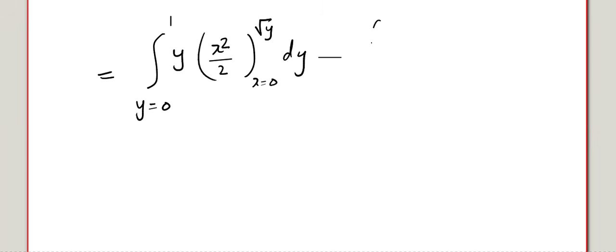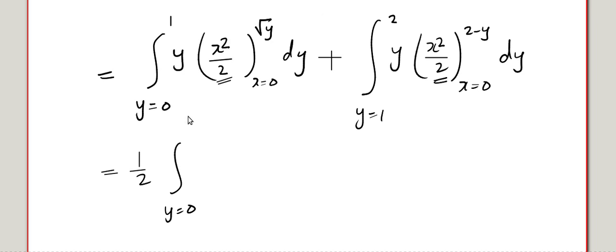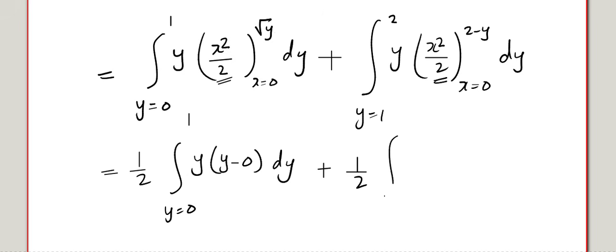Now take a look at the second integral. So I put a plus sign and y varies from 1 to 2, x square by 2 and x varies from 0 to 2 minus y dy. And now let's keep this 1 by 2 outside. So 1 by 2 integral y equal to 0 to 1 y into, plug in upper limit, root y the whole squared minus 0 squared. So you are going to get 1 by 2. When we plug in this, you are going to get 2 minus y the whole squared minus 0 squared dy.